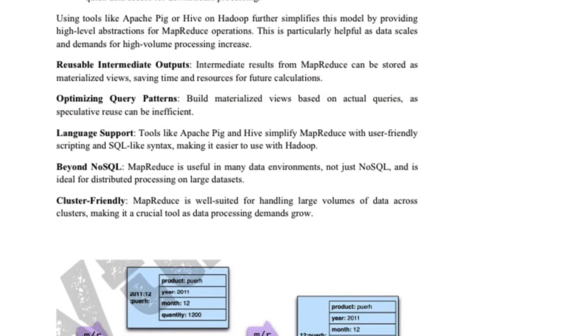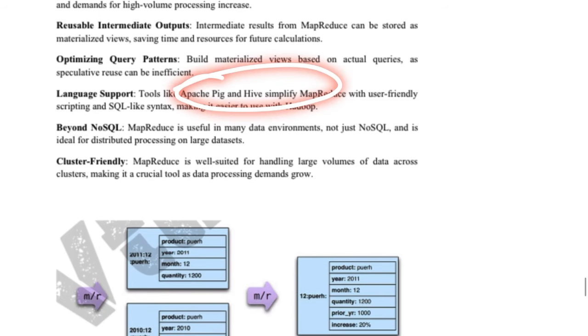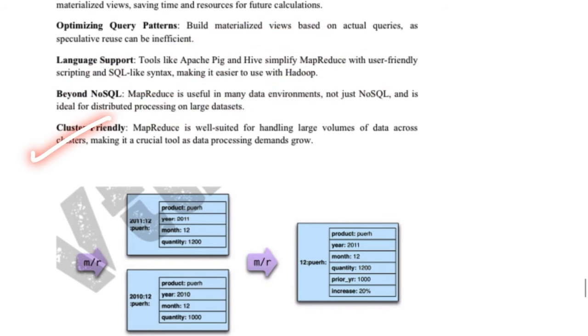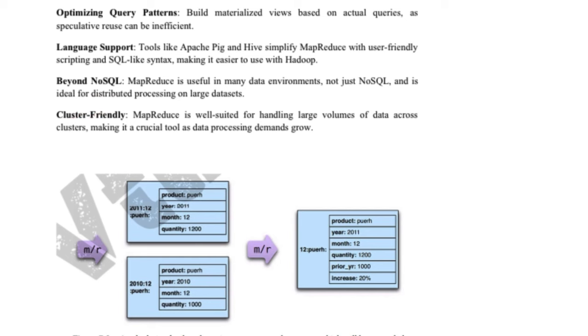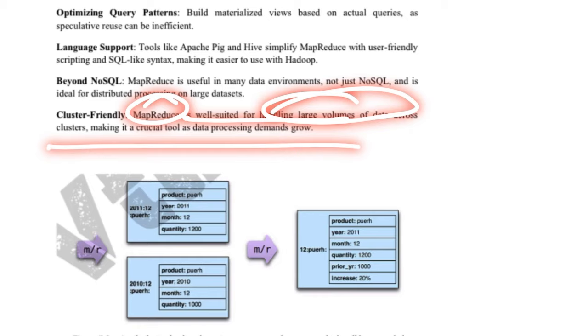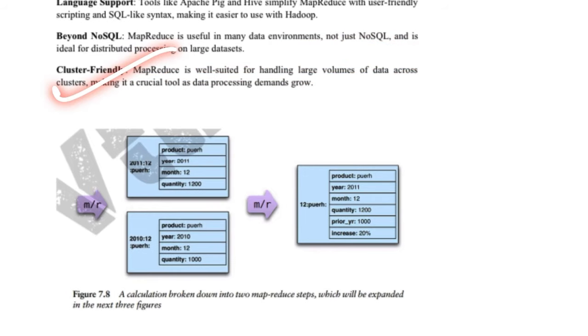Next we have language support. So it supports these languages which we have seen. Beyond NoSQL, it is useful in many environments, not just SQL, as it is ideal for distributed processing on large data sets. Next, we have cluster friendly. MapReduce is well suited for handling large volumes of data across clusters, making it useful for data processing.